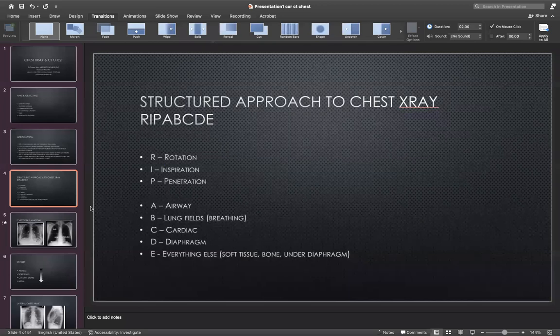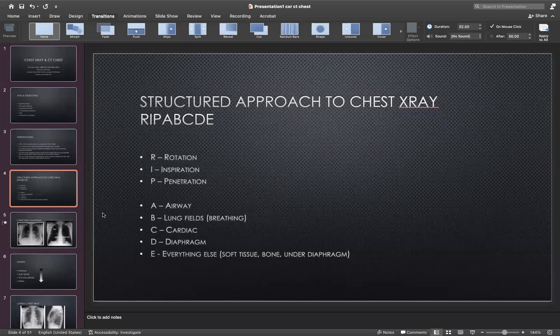So this is the sort of approach that I use to look at all chest X-rays, and I use the acronym RIPABCDE, so I remember it. Obviously in an exam setting or if you're on a ward round, things like that, you'll forget things. And it's really important to not miss any of these key things on a chest X-ray. So just having that mnemonic in your head can get you to run through it at any time. So if you get stuck, you just go through the mnemonic.